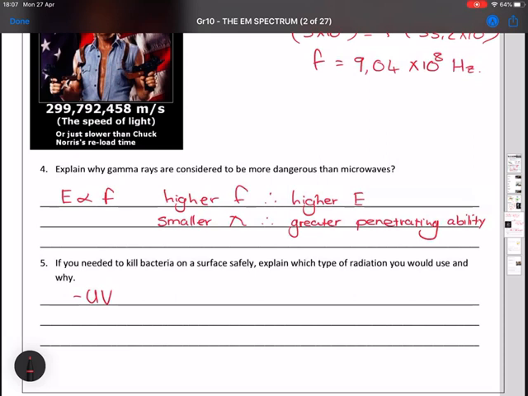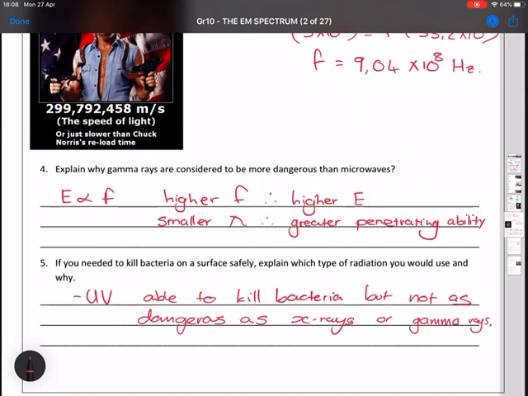So you use UV radiation because it's able to kill bacteria, but it's not as dangerous as X-rays or gamma. You may have been to a medical facility, for example, a doctor's room, or even a dentist, and they took out an instrument, a blade or a scalpel, that's been in a box with UV light. That UV light would kill any bacteria on the surface.